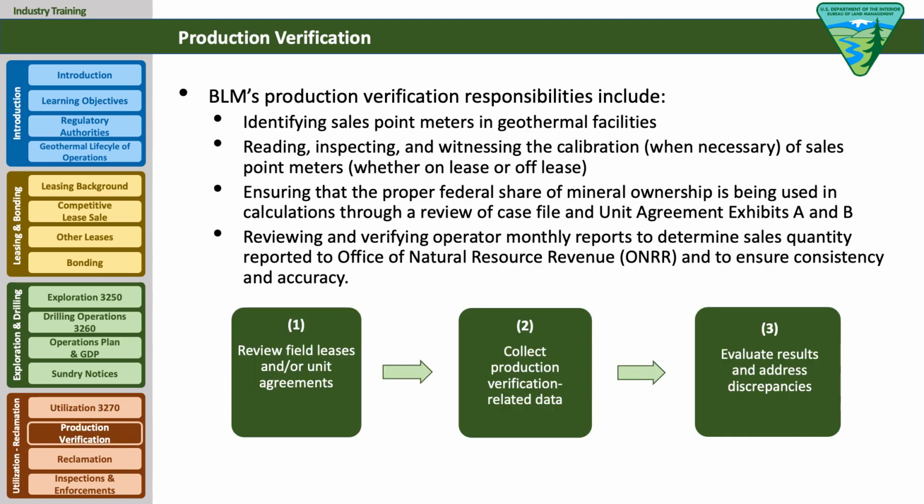BLM's production verification responsibilities include identifying sales point meters in geothermal facilities; reading, inspecting, and witnessing the calibration, when necessary, of sales point meters, whether on lease or off lease; ensuring that the proper federal shares of land area are being used in calculations through a review of the case file and unit agreement Exhibits A and B; and reviewing and verifying operator monthly reports to determine sales quantity reported to the Office of Natural Resources Revenue, or ONRR, and to ensure consistency and accuracy.